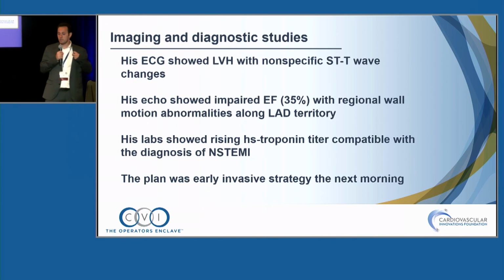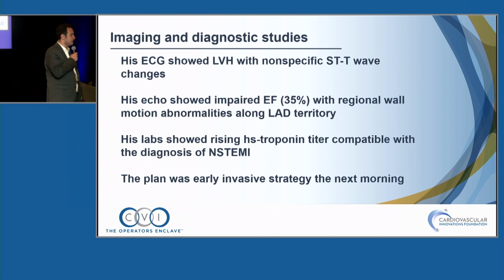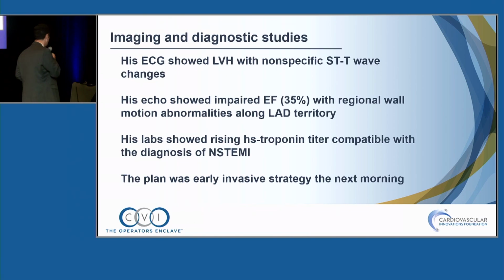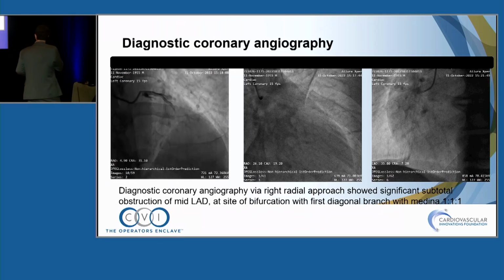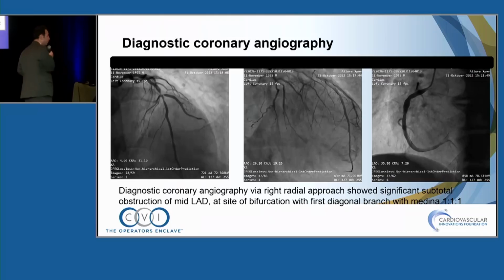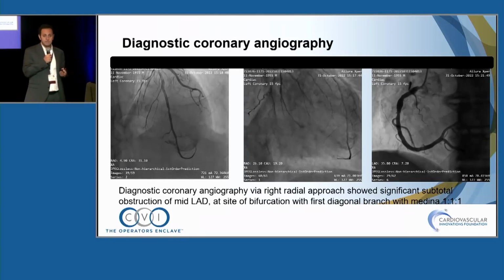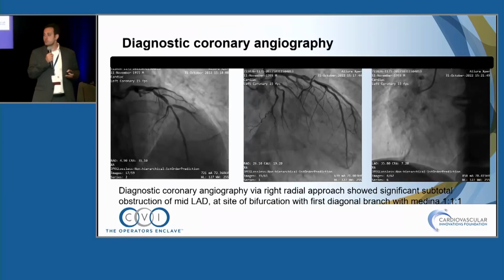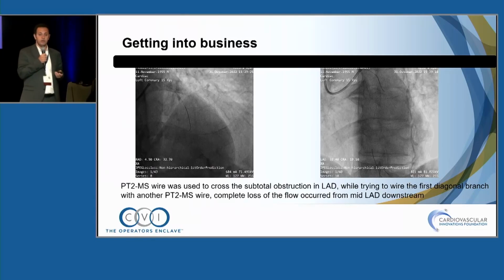His ECG showed non-specific changes. His echo showed an impaired ejection fraction of 35%. His labs showed a rising troponin titer, so a diagnosis of non-STEMI was made. The plan was early invasive strategy the next morning. His diagnostic coronary angio showed what looks like a simple mid-significant LAD involving the ostium of the first diagonal branch with Medina 111. He had a normal right coronary artery.